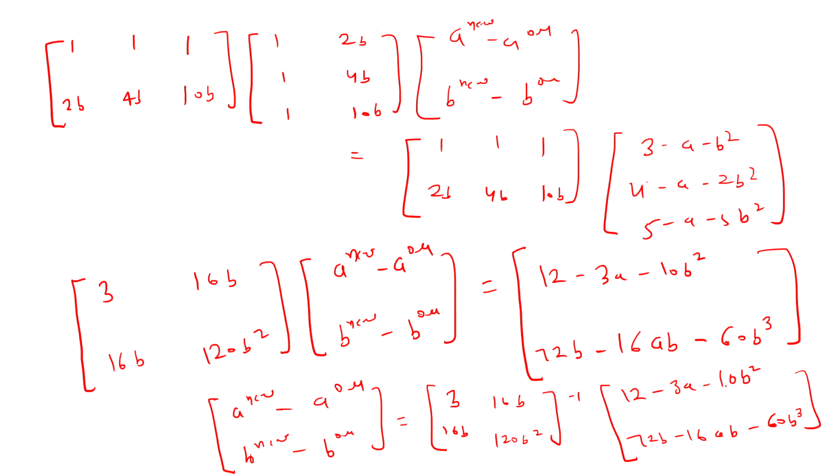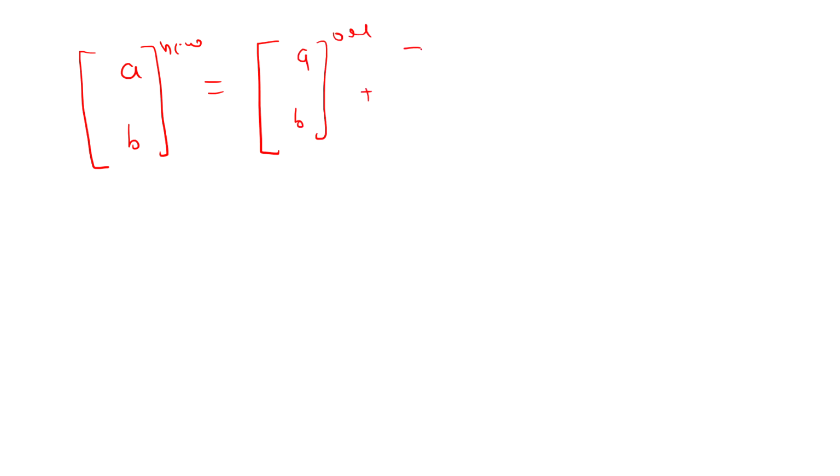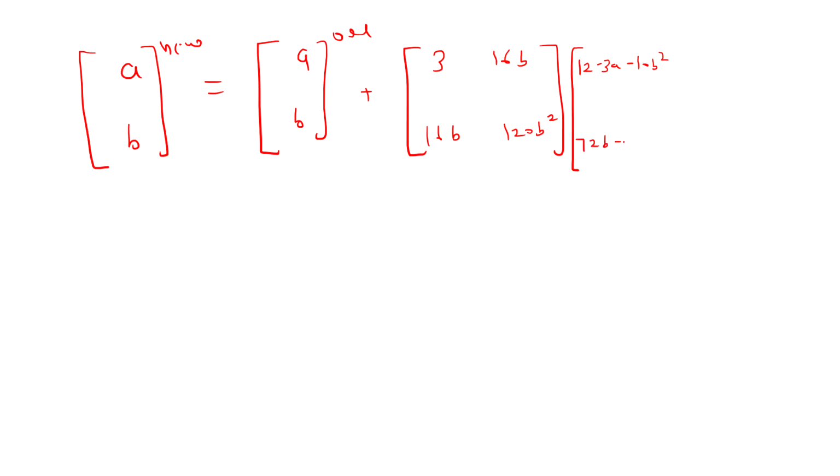So let me write this down in the next slide. So we have this: the a b new value is nothing but the a b old value plus 3 16b, and then we have 16b 120b square, and then the matrix is given as 12 minus 3a minus 10b square, and then 72b minus 16ab minus 60b cube. So this is my matrix. So we have got the repetitive formula.